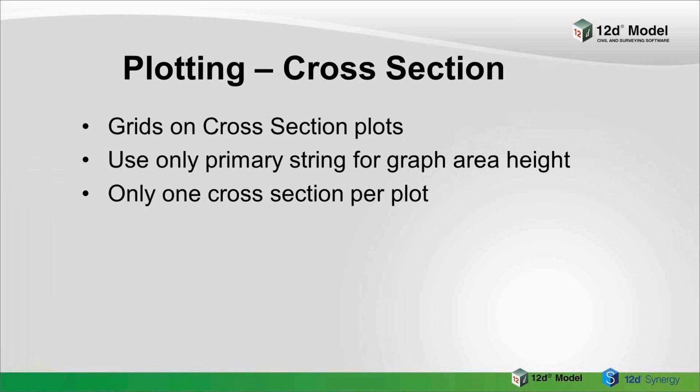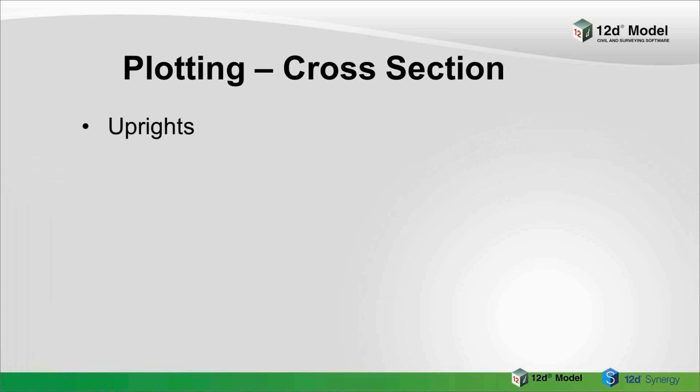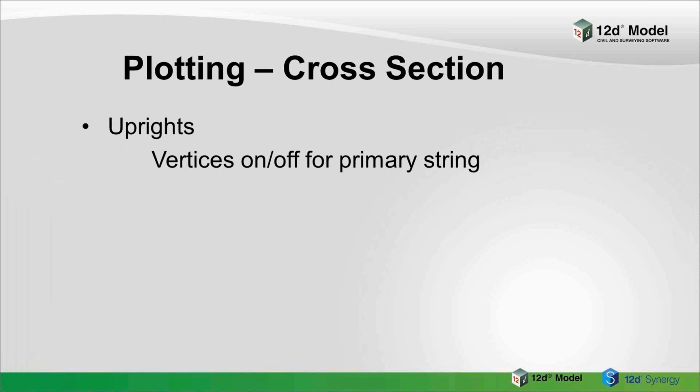We can do just one cross-section per plot. There are a few customers who are after that. But the other thing we've done here quite a bit is to do with uprights. Now normally, in a cross-section, we put uprights wherever there's a point, a vertex on the primary string. So now we're giving you a choice that you can actually turn that on or off. Now, if you turn it off, of course, you're going to have no uprights, you'd think. But we now have, you can have a user-defined interval as well. So you can say, look, I want one every 5 metres offset.